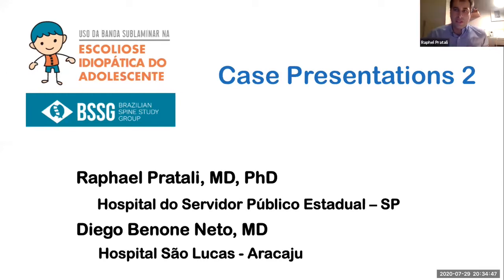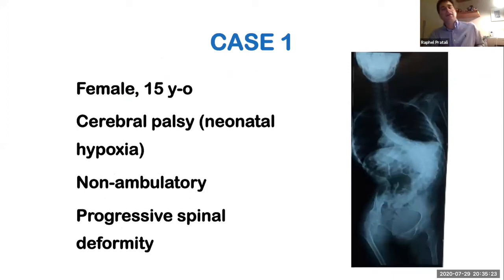Okay, so I'll present two cases. Actually, I decided to present cases different from adolescent idiopathic to show the solution of the sublaminar band. Those two cases I operated in a city here in Brazil, in Aracaju, with a good friend, Dr. Diego Benoni, and it's not idiopathic scoliosis. So the first case is a 15-year-old lady with cerebral palsy. She was non-ambulatory, dependent on the wheelchair, and she presented a progressive spine deformity.